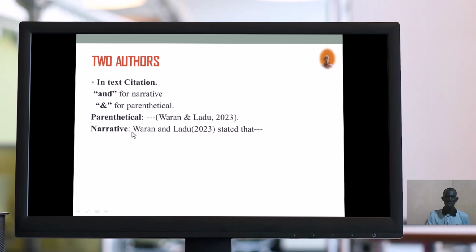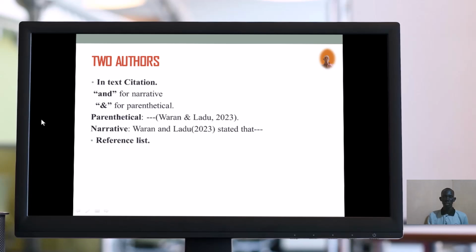Like for example here, we put the last name of the first author, which is Warren, and then we put an, the last name of the second author, and then we open the bracket, we put the year of publication, and then we say he stated or he emphasized this and that. So that is how we can cite for two authors.